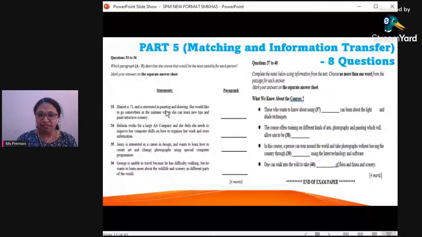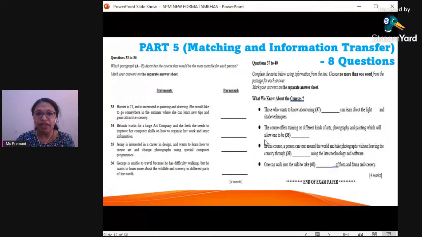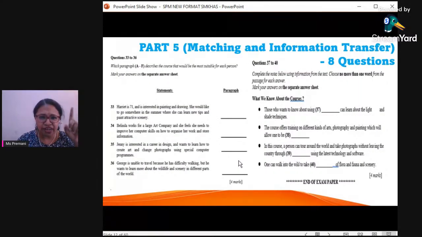Okay, let's see the question. The first 4 questions are like filling in blanks also, but you don't fill in the blanks with an answer, but the paragraph letter, like the earlier one. Which paragraph? A, B, C, D, E, F. You have to read them and see which of the 6 courses fits this person's statement. Then you write A, B. And here the problem is, you can see 2 courses which sound similar. That is a distractor. So you have to really read for the precise information, the correct information, the matching information.